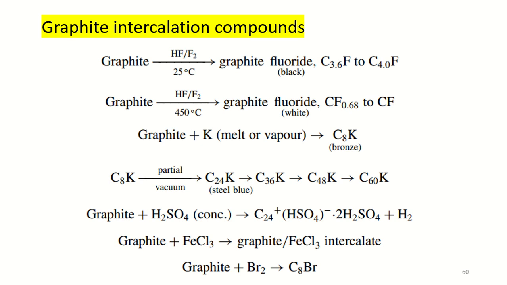Graphite also reacts with concentrated sulfuric acid and changes into C24+ HSO4- with 2H2SO4 and hydrogen gas, while graphite with iron chloride FeCl3 changes into graphite FeCl3 intercalate, while graphite with bromine water changes into C8Br.